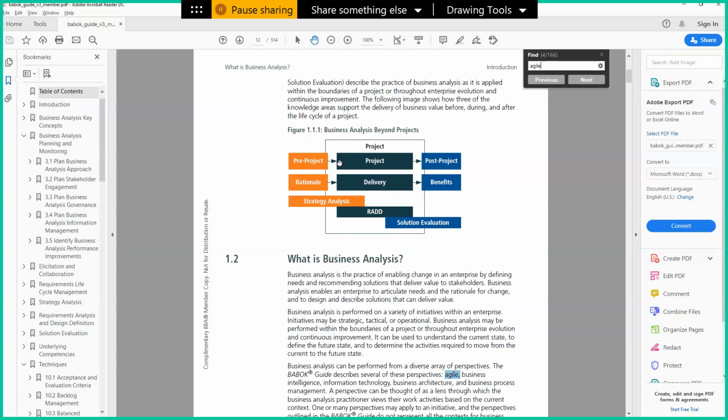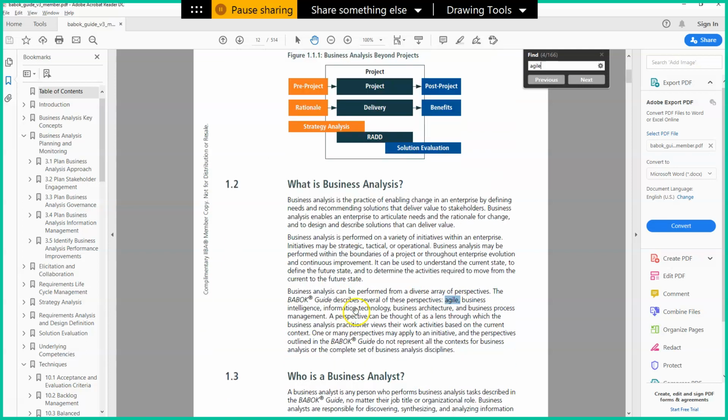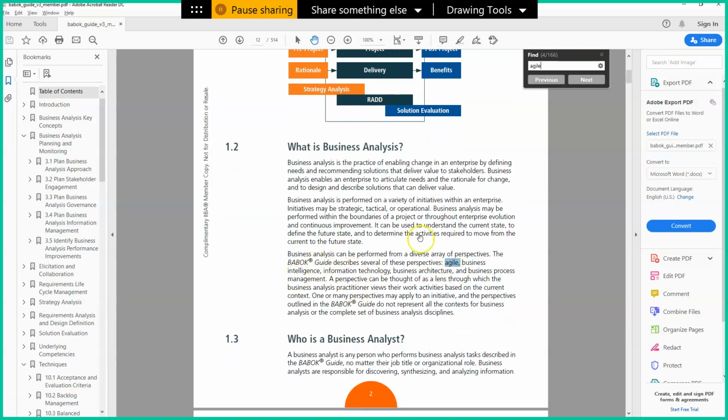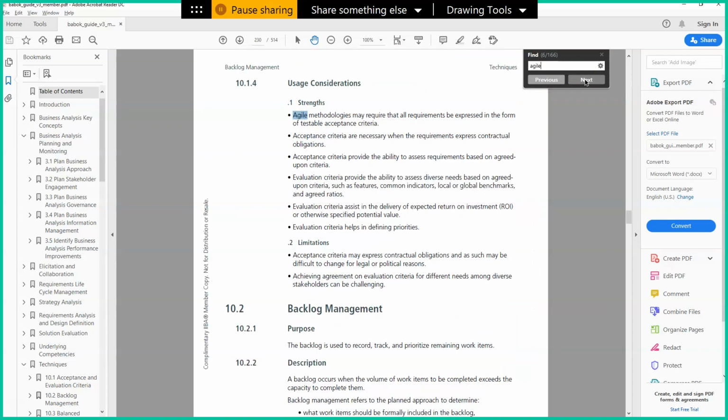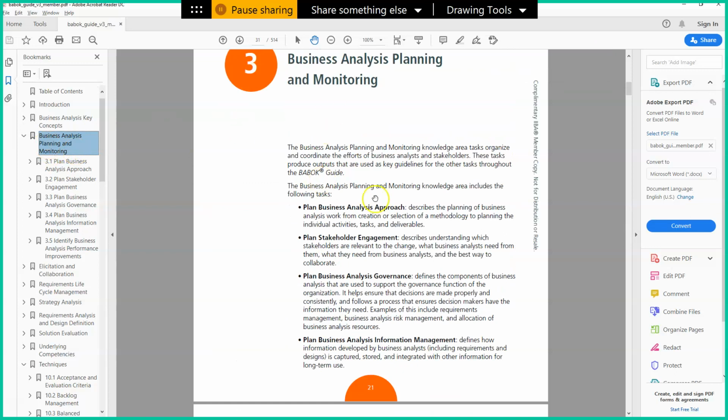The word Agile shows up here and there, but when you look in planning and monitoring, the word Agile doesn't show up. It's predictive and adaptive, so just keep that in mind, okay?